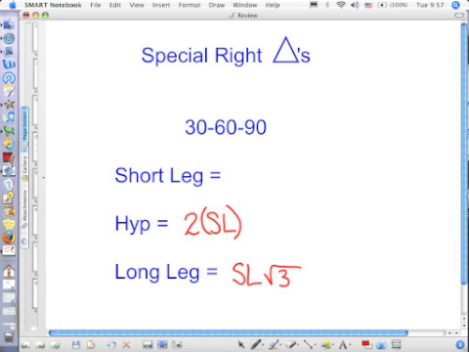So the short leg is the key. With the short leg, you can find out the hypotenuse or the long leg. But if you're looking for the short leg and you know the hypotenuse, then you will divide by 2. Or if you're looking for the short leg and you know the long leg, you will divide by the square root of 3. So it depends on what you know and what you're looking for. But that's the relationship between those 3 pieces in a 30, 60, 90.